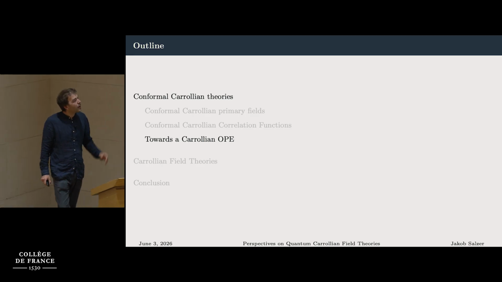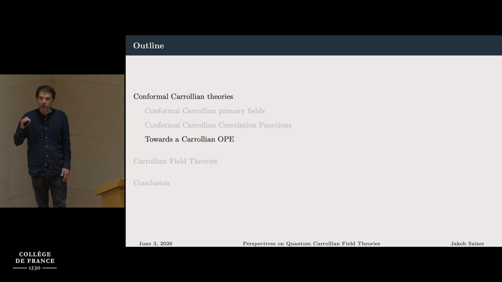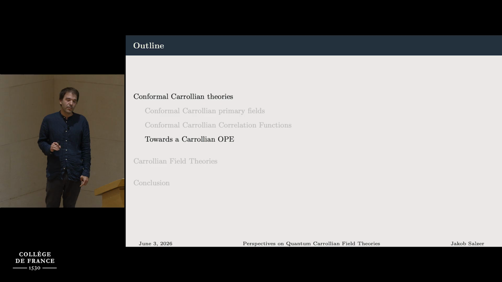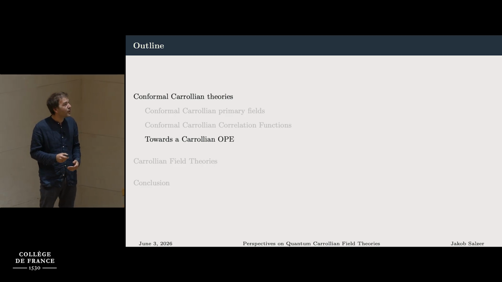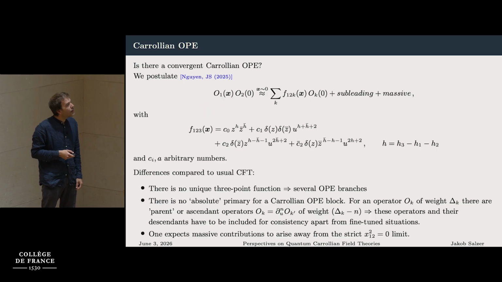Okay, so we ticked off these two first points of Carrollian theory. We already see that they're a bit less rigid and more intricate than usual CFTs, due to these distributions appearing. So let's try to see whether we can make sense of an OPE.